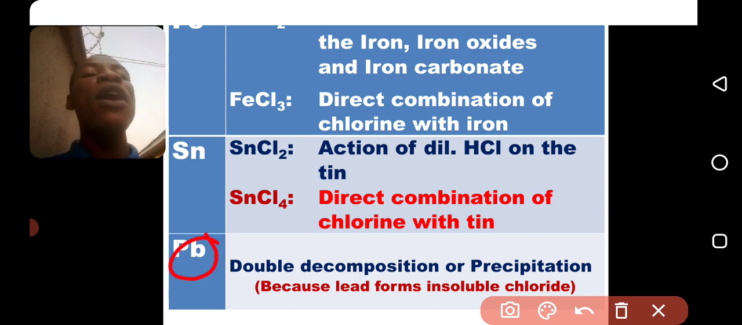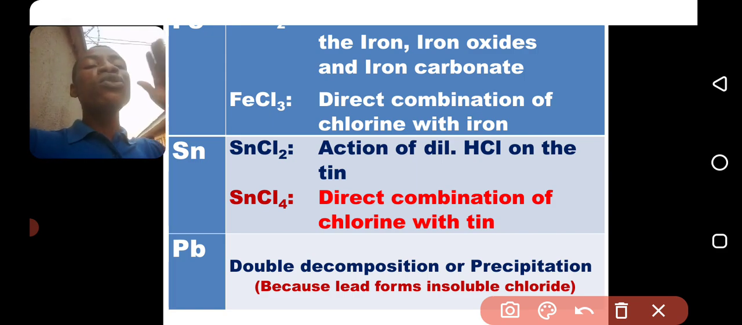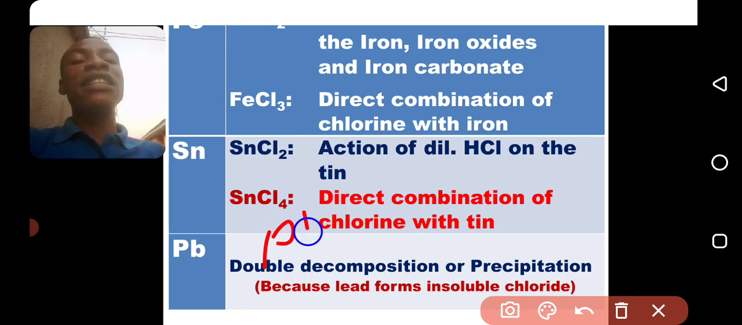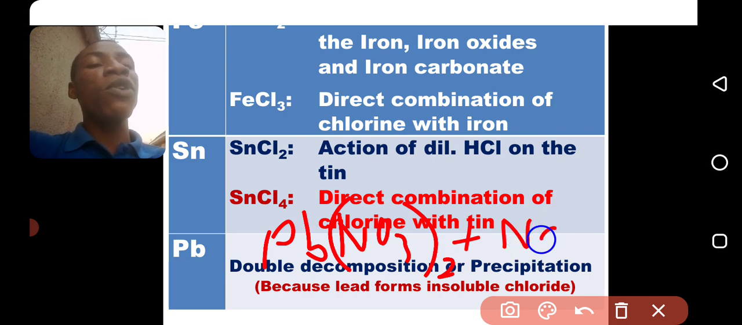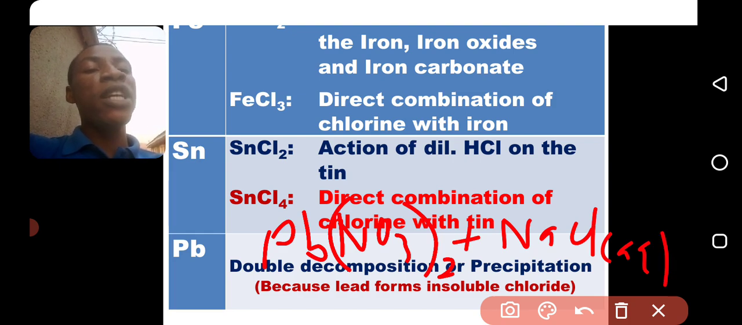Now to prepare lead chloride: lead 2 chloride is an insoluble salt. To prepare all insoluble salts, you use the double decomposition method, or precipitation method. So what you need to do here is to get a salt of lead that is soluble, that's lead nitrate, and react it with a salt of chlorine that is also soluble. So I use sodium chloride. You dissolve both of them in water, so they will be aqueous.